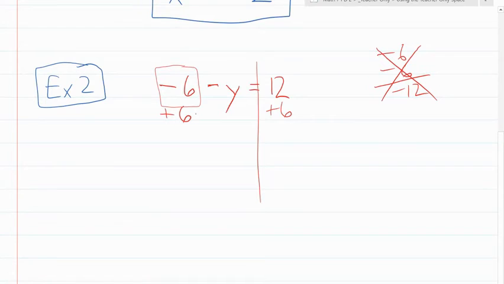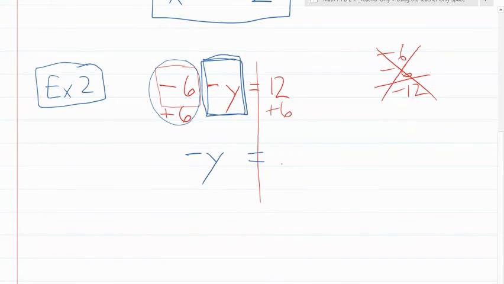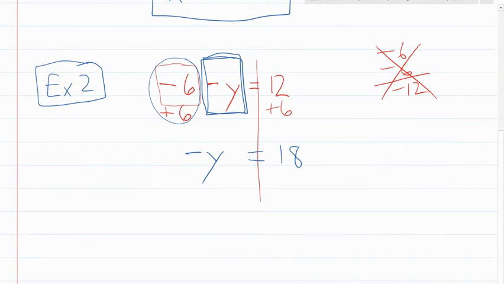Now you have to be very careful. If these 6's go away, what is left? When you think about your terms, it was a subtraction sign, but when it's all by itself, it's going to look like a negative. So negative y is equal to 18. That is what we're left with. We don't want to solve for a negative y, though. We want to solve for a positive y.